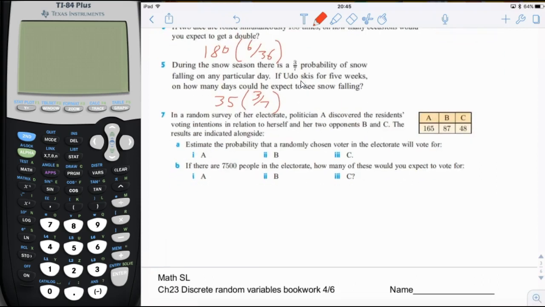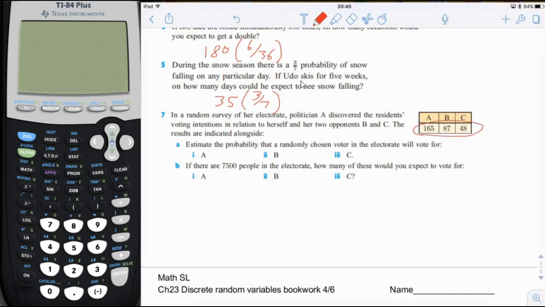7. In a random survey of her electorate, politician A discovers the residents' voting intentions in relation to herself and her 2 opponents B and C. The results are indicated alongside. Estimate the probability that a randomly chosen voter in the electorate will vote for A, B, or C. Okay, well that's pretty easy. All we need to do is add all these up, right?